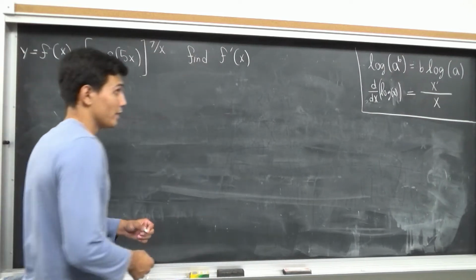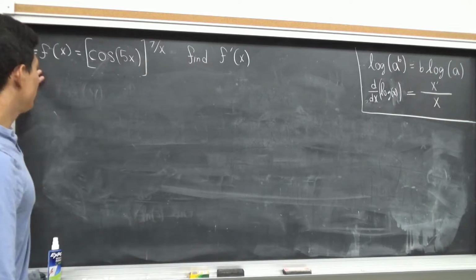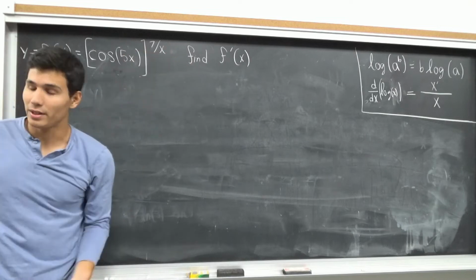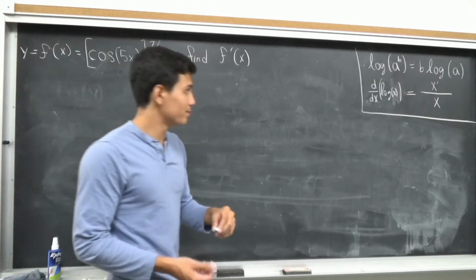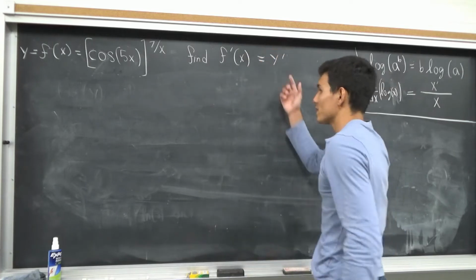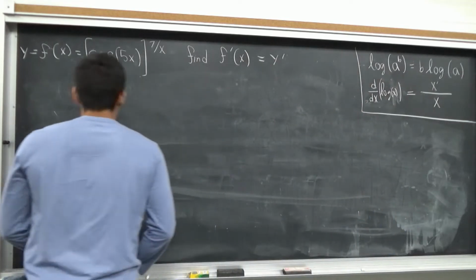Okay guys, so y is equal to f of x, and this is f of x right here. Find f prime of x. I mean, also find f prime. It's the same thing. Okay, what do you guys want to do?